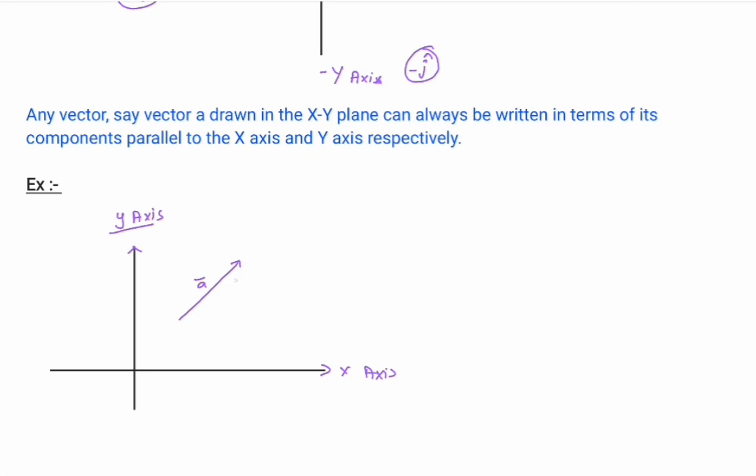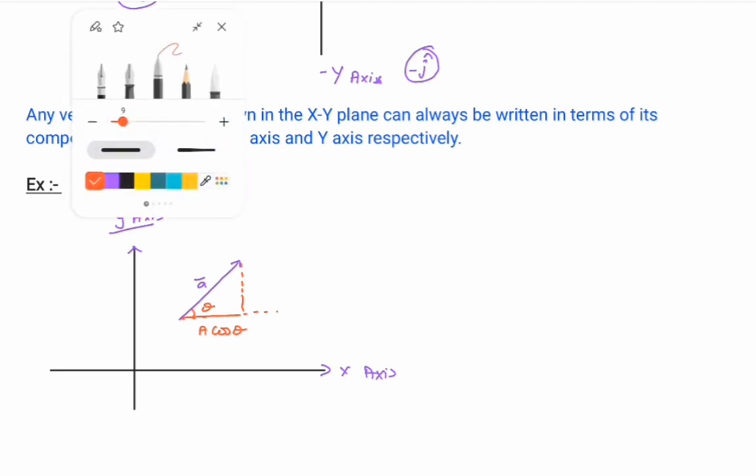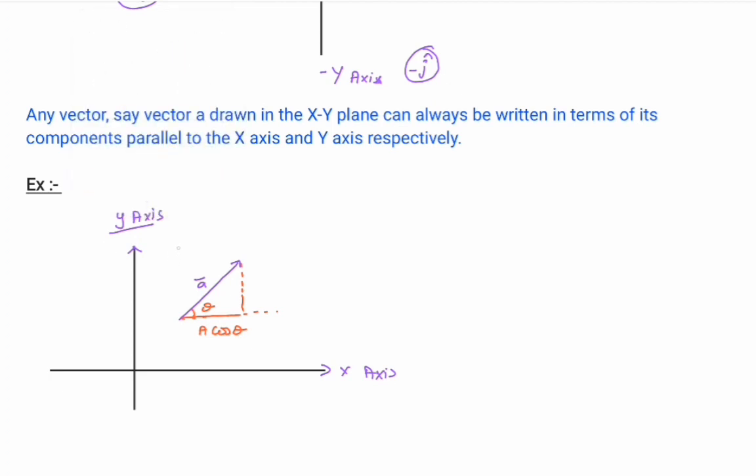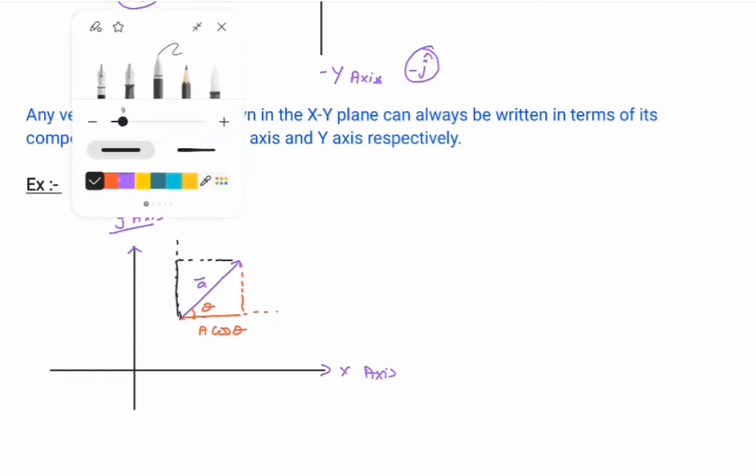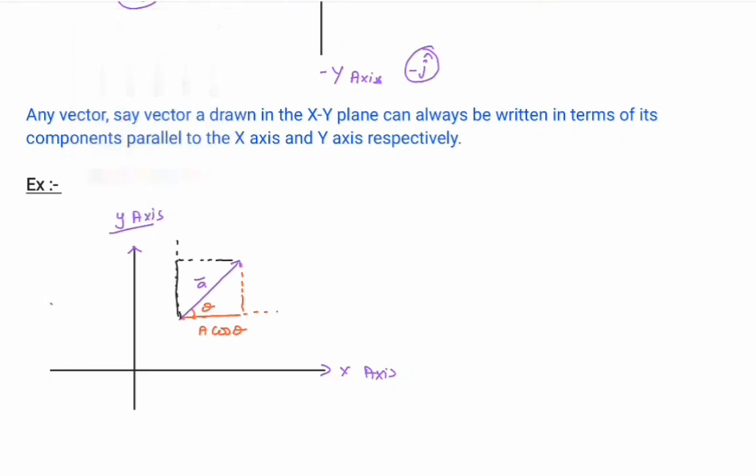How to find a component along the x-axis? This is going to be the component of vector A along the x-axis. Suppose this angle is theta, then it's going to be A cos theta. Similarly, find its component along the y-axis. Draw the perpendicular. This is going to be the component of vector A along the y-axis. The small a I have taken. This is going to be A sin theta.